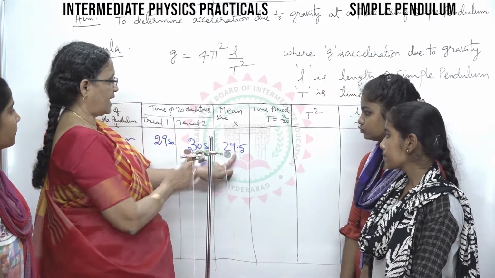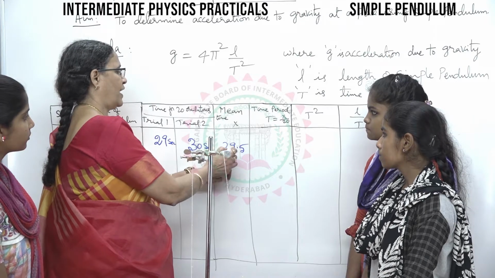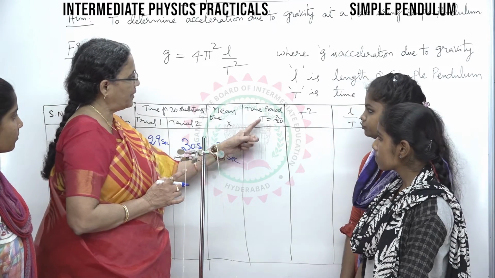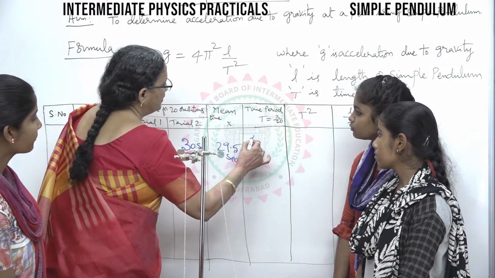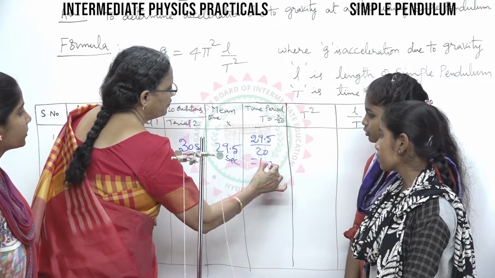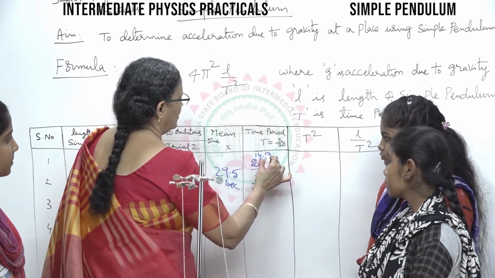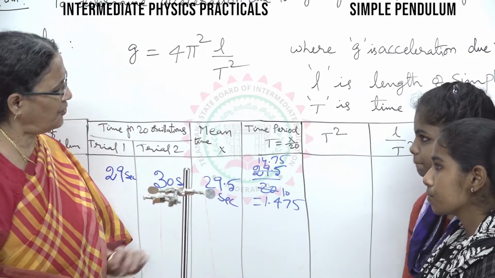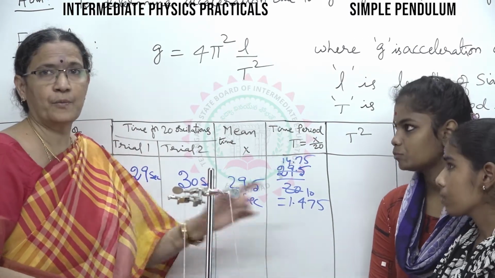I have a mean time. Mean time means this is the time for 20 oscillations. So, 29.5 seconds is the time taken for 20 oscillations. Out of which I am taking the time period definition, time for one oscillation. So, I have to divide 29.5 by 20. I'll get 1.4 something. Okay, this is 1.475. You can neglect the last two digits. You can just take 1.45 or so, or 1.47.